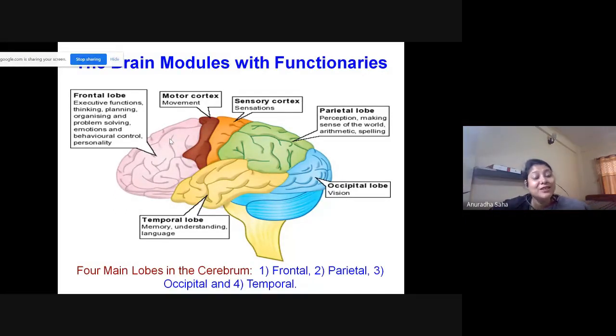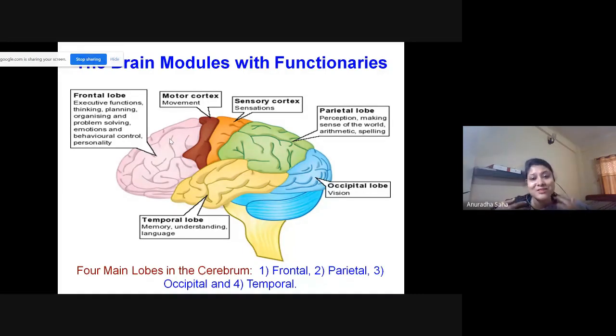Then, coming to the parietal lobe, which is associated near our ears. Basically, it is associated with all the auditory signals, what we hear, what we can sense, and how we hold our balance. And what about our speech? Those functionalities are associated with this parietal lobe.